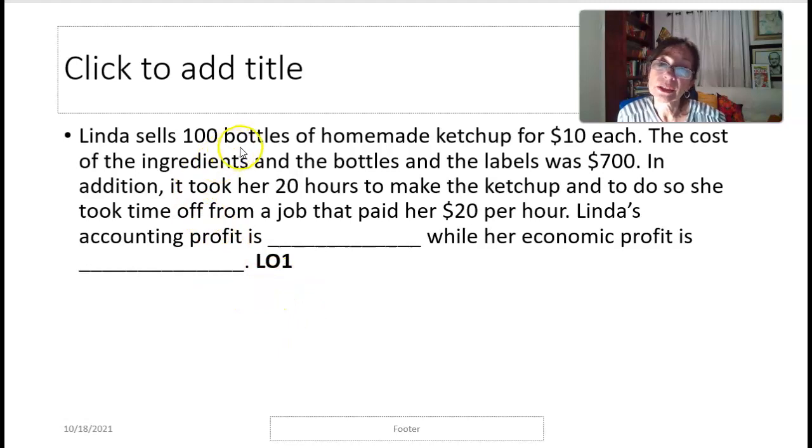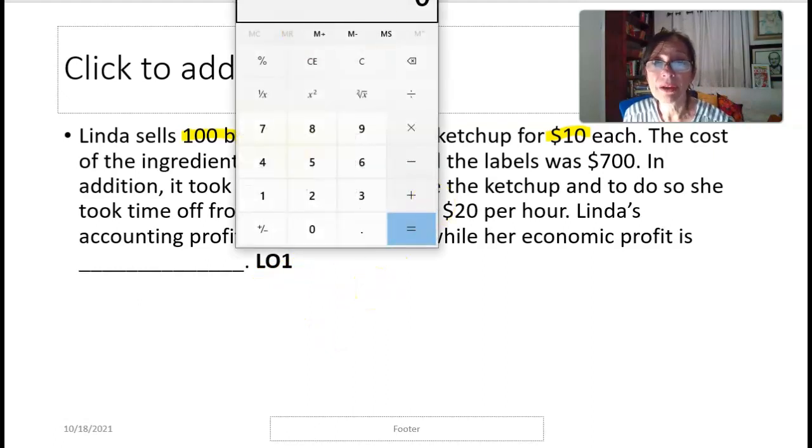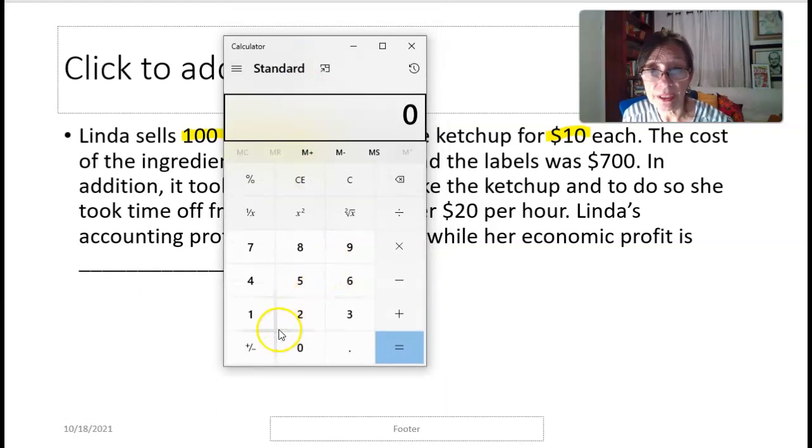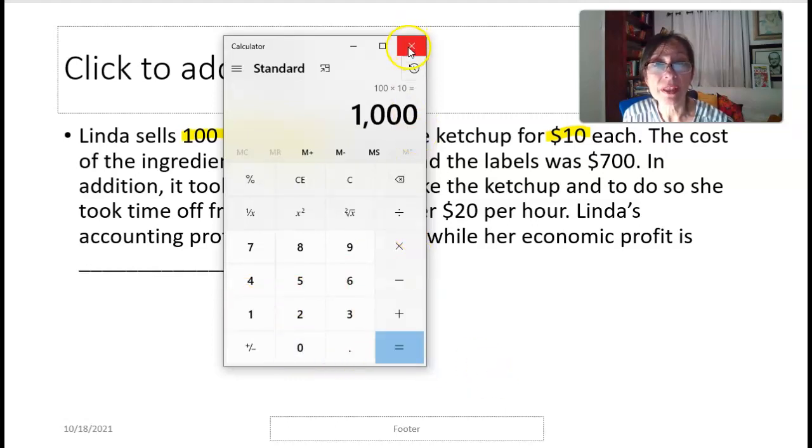Here's a problem. Linda sells 100 bottles of homemade ketchup for $10 each. Okay, so 100 bottles of homemade ketchup. So let's highlight that. 100 bottles. So that's your quantity. And she's selling them for $10 each. So what is her total revenue? Well, we already know. Total revenue, let me bring this calculator up here. I hope you can see it. 100 bottles, 100 times $10. That gives us total revenue of $1,000.